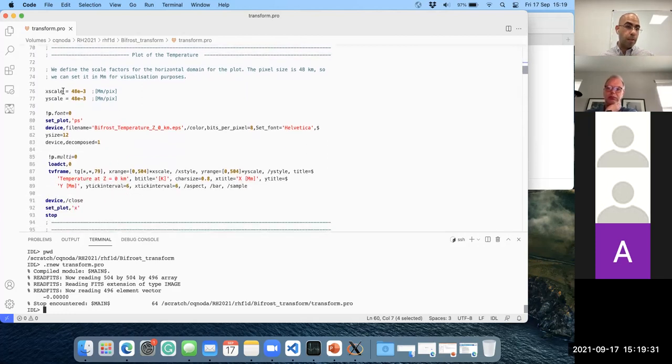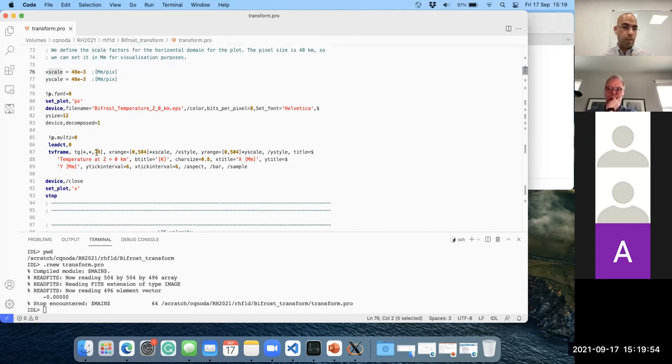The only thing is that, as I said, the spatial domain pixel size is 48 kilometers. So just to make the plot with the proper dimensions, I added the scale here. I think it's better to visualize it in megameters, so I'm using a scale in megameters, okay? But in principle, it's 48 kilometers. So I do a normal plot of the temperature at that height, and then I use the scaling factors to keep the coordinates.